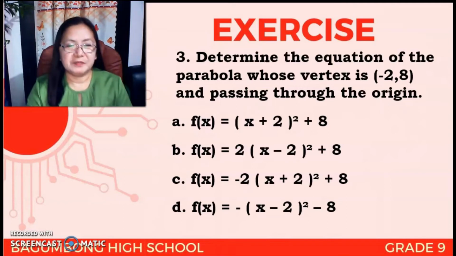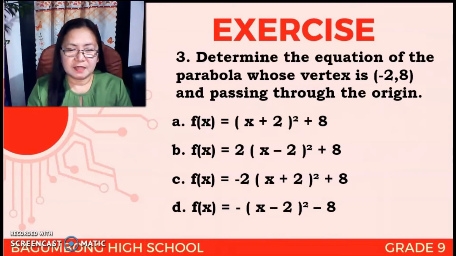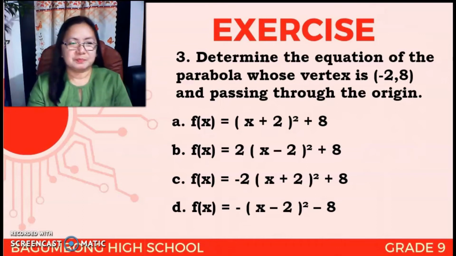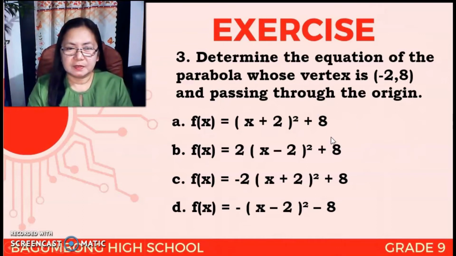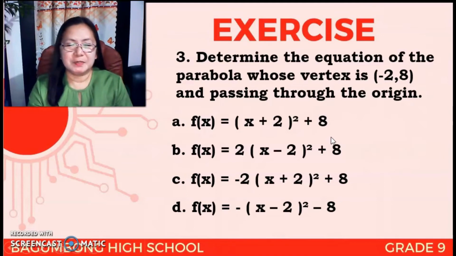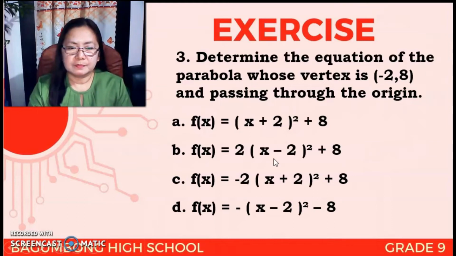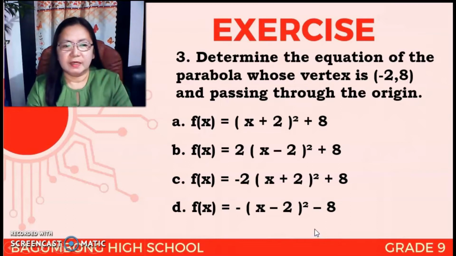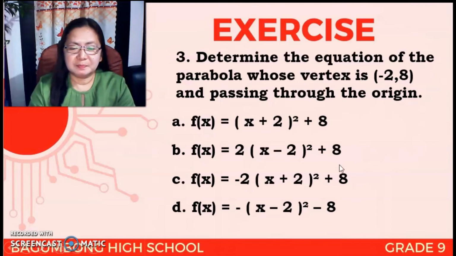So, you're given 15 seconds to answer. Just write 3A, 3B, 3C, or 3D. So, 3 for question number 3. Then choices A, B, C, or D. Okay, so time's up.